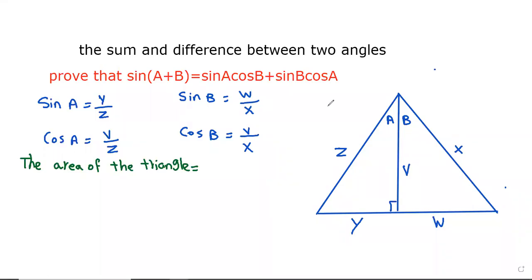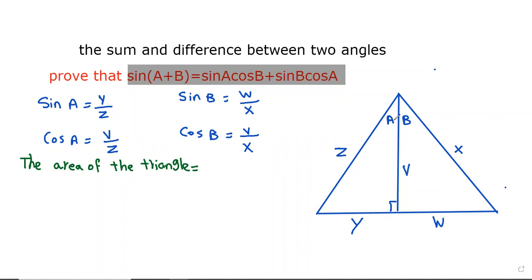Our lesson today is about the sum and the difference between two angles. I want to prove that sine(A + B) is equal to sine A cosine B plus sine B cosine A. So here we have a triangle and we have the angle A and the angle B.